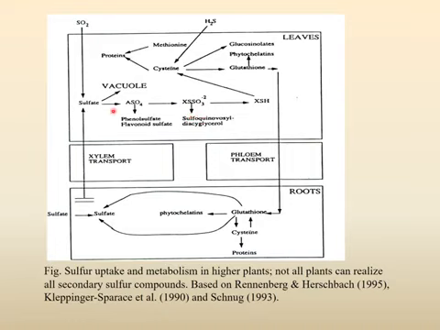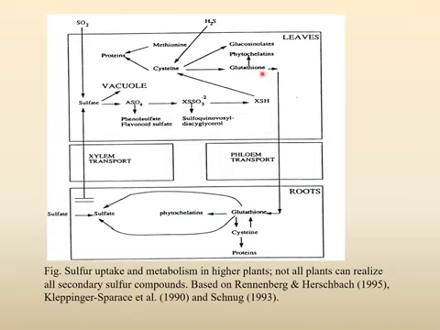Another way out is the accumulation of the sulfate or the sulfate containing compounds into the vacuole. After the formation of cysteine, it can be converted into methionine, or it can be utilized for the formation of glucosinolates, secondary metabolites, or glutathione, which is the transported form of sulfur in plants.